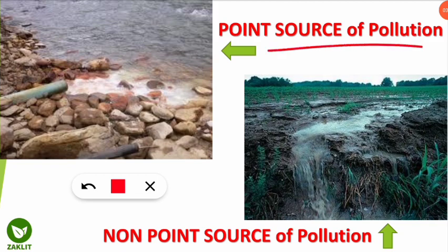As you can see in this picture, so this is the pipe which is taken from the municipal sewage after treatment and then it is released in the water body. So you can say that this point is the source of pollution.